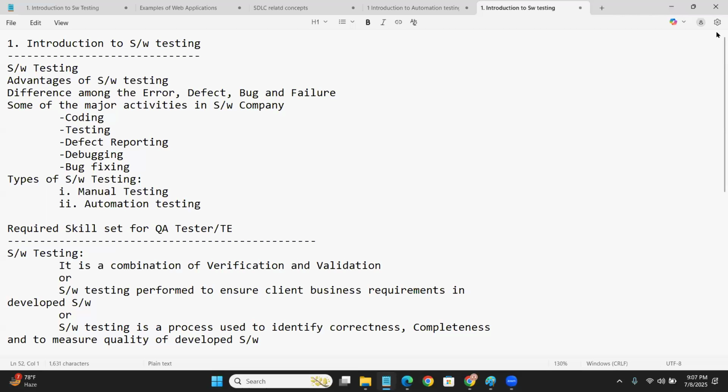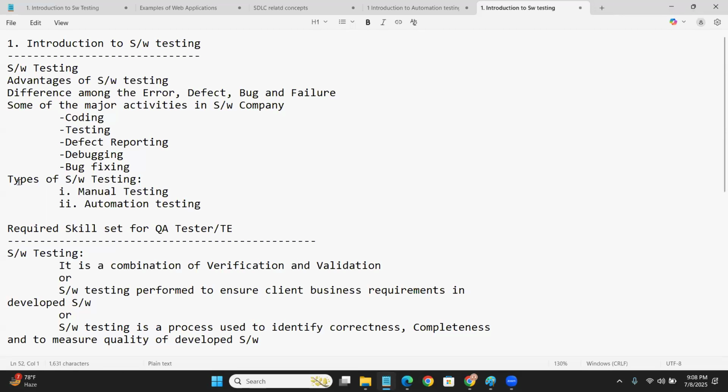In this first chapter, we are going to discuss what software testing is, the advantages of software testing, and the difference among error, defect, bug, and failure. Some of the major activities in a software company are coding, testing, defect reporting, debugging, and bug fixing. Then the types of software testing, such as manual testing and automation testing.